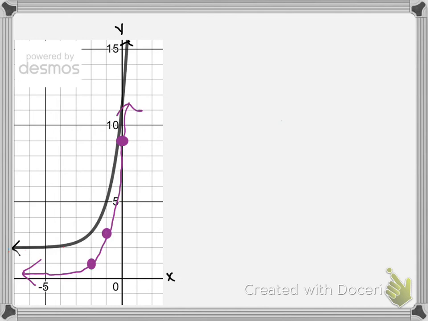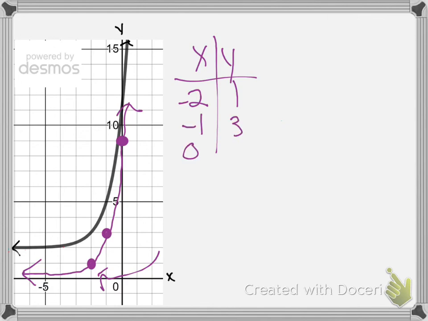So we need to come up with that equation, and then we're going to add to that how that function in black has been shifted. So this function is showing growth. So we'll make a table. So this point right here is at -2, 1. Our next point is at -1, 3. And then our next point, the y-intercept, is at 0, 9.